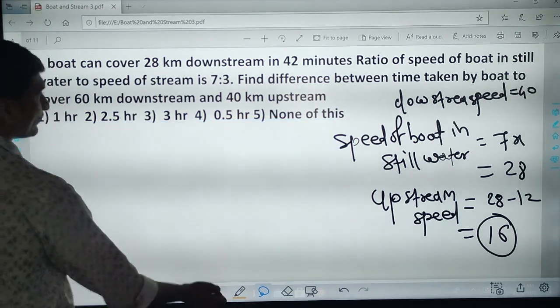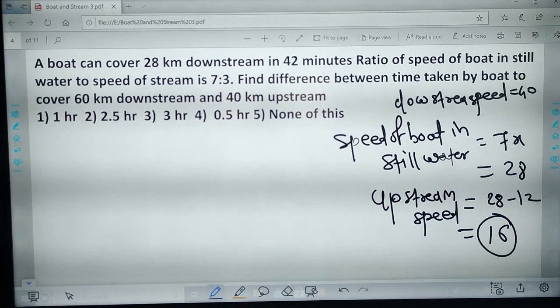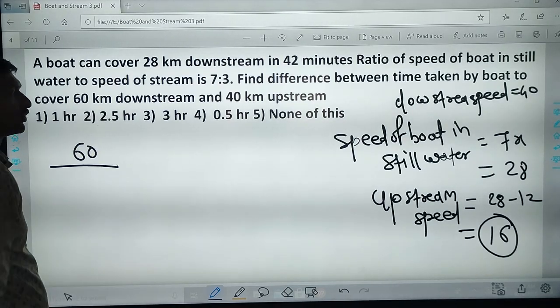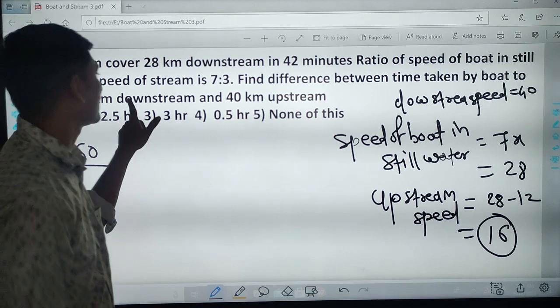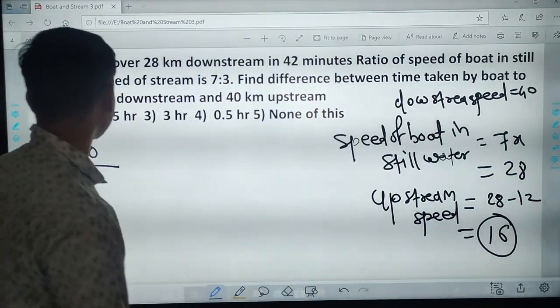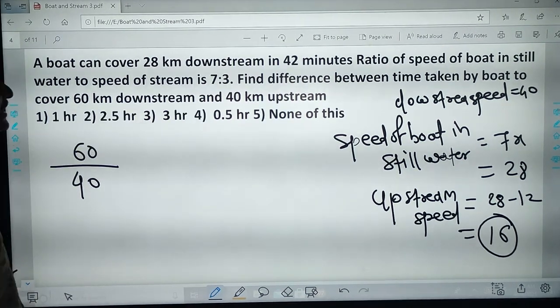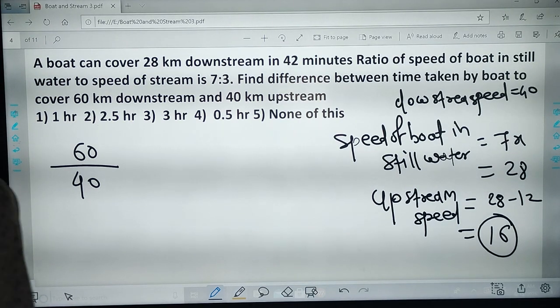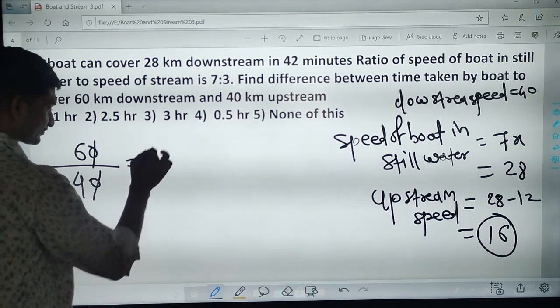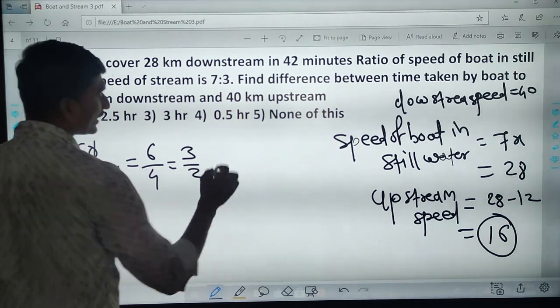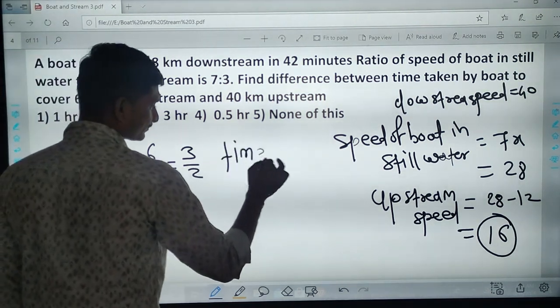Now here we find the time required to cover 60 km downstream and 40 km upstream. For 60 km downstream, your distance is 60 km and downstream speed is 40. Here we find the difference between time taken by the boat. Time required is 6 by 4, that is 3 by 2, the time for downstream.